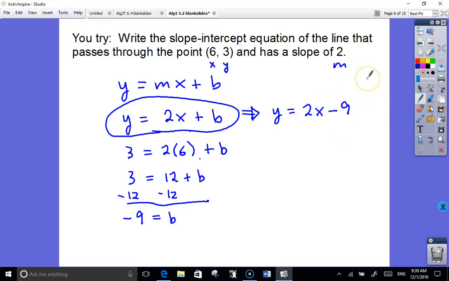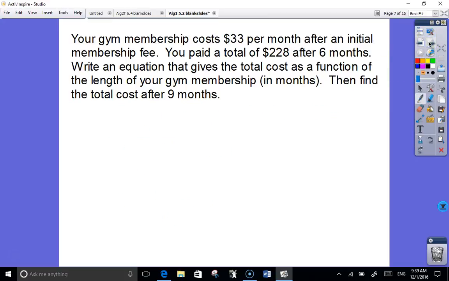Okay, so that was, we had a point and we had the slope. I think now is a word problem where they basically give you that much information. Your gym membership costs $33 per month after an initial membership fee. What is $33 per month going to represent? So it's a slope, right? When it's got that per month, we can tell that right away. That's going to be the m.